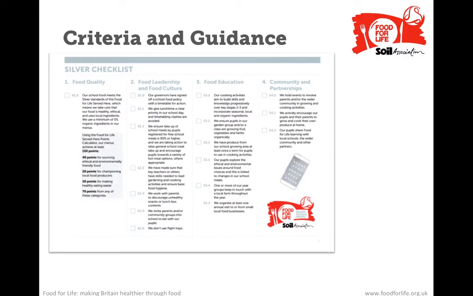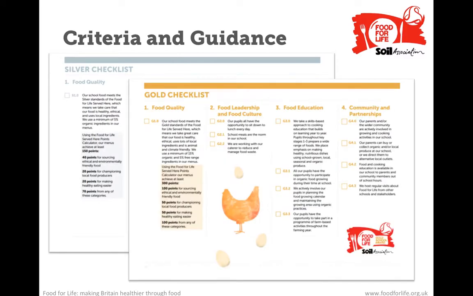Then there's the summary for the silver and gold awards, the same style of tick list, and these are useful because you can see what you're aiming for next. You can even start to tick off some of the criteria if you think you're already achieving it as you're working through your bronze award.